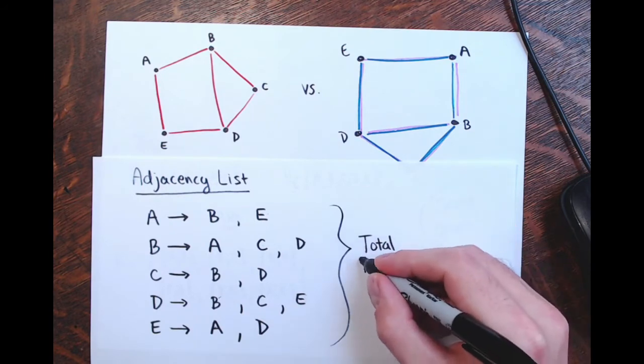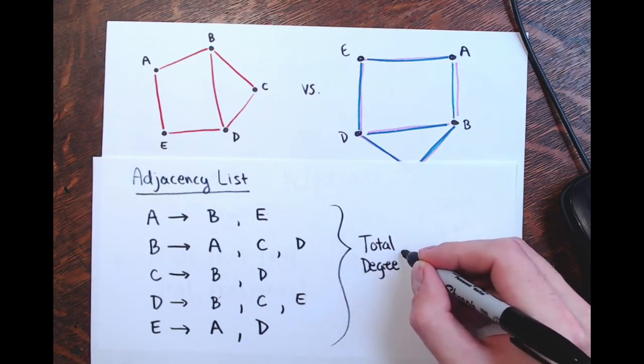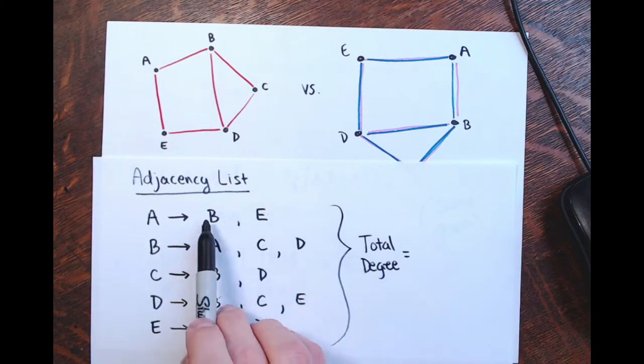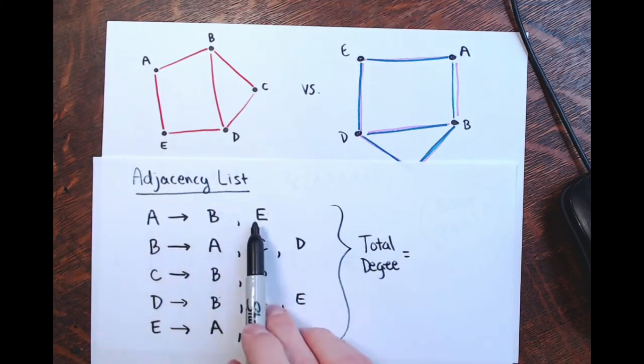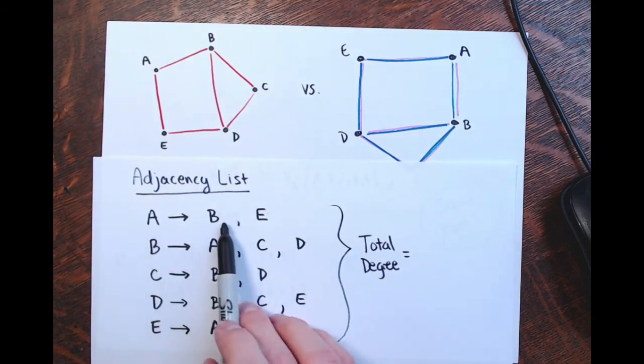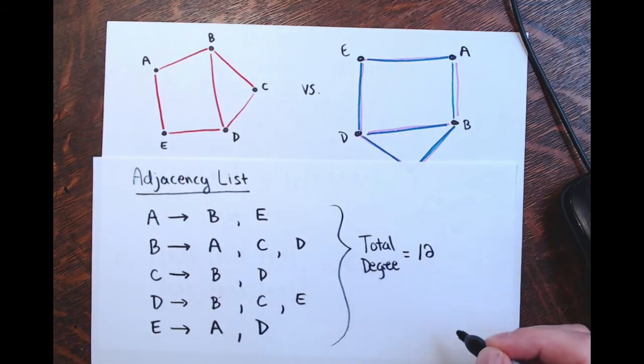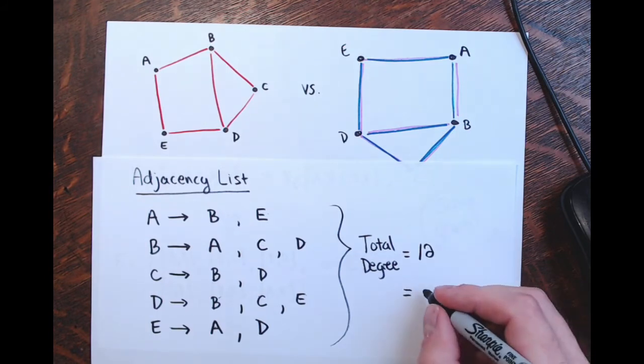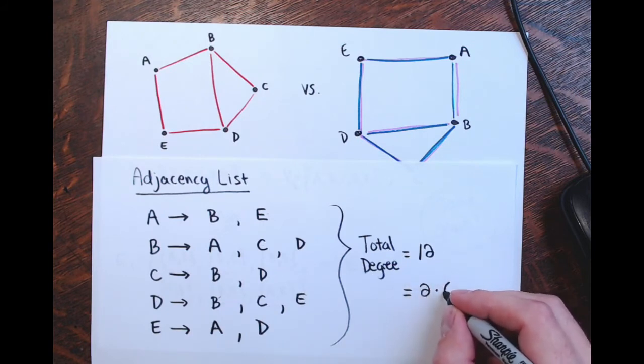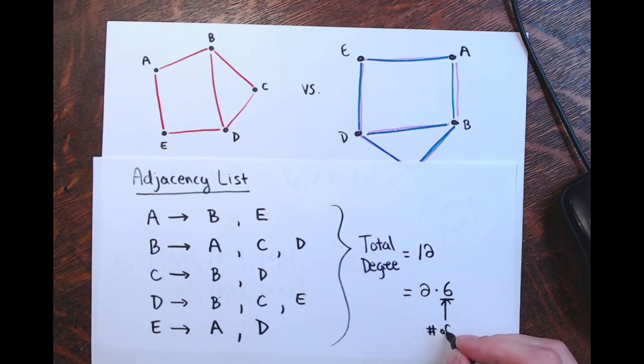Remember the total degree of a graph. Well, if you just count the number of neighbors each vertex has, that's their degree. So it's degree 2, degree 3, degree 2, degree 3, degree 2. Add them up, you get 12. And if you remember from last section, section 13.1, this is just 2 times 6, and 6 is the number of edges in the graph. Remember, the total degree is double the number of edges.